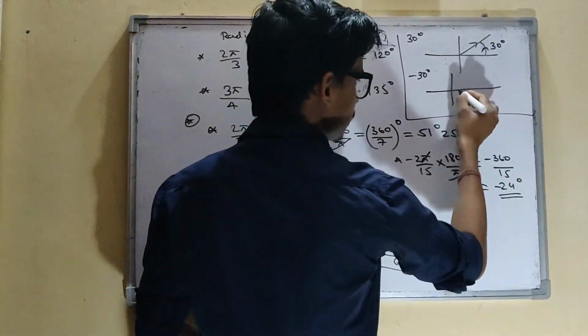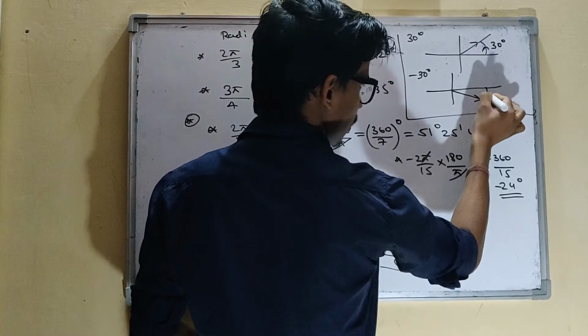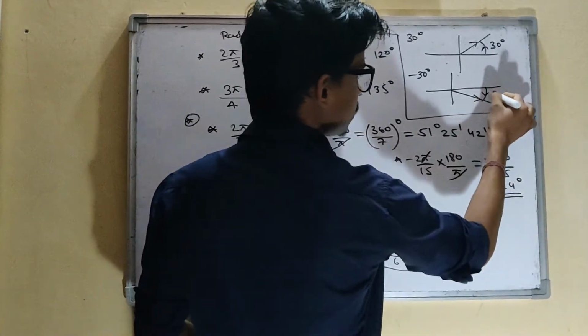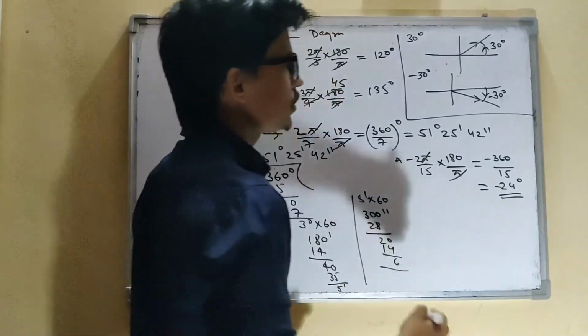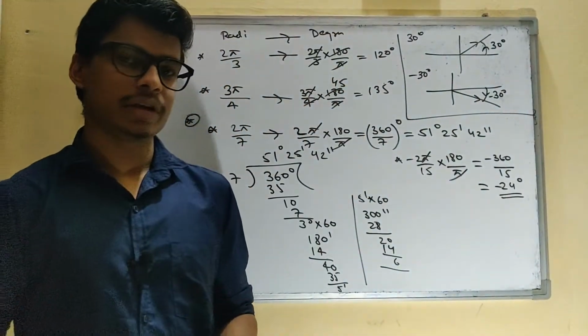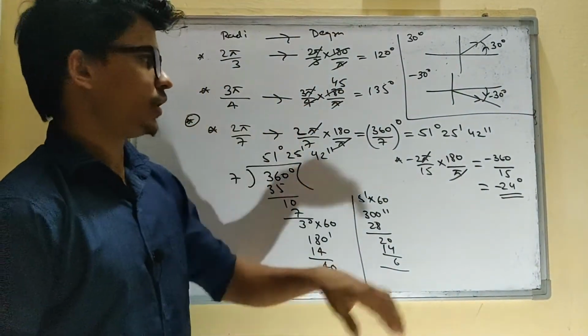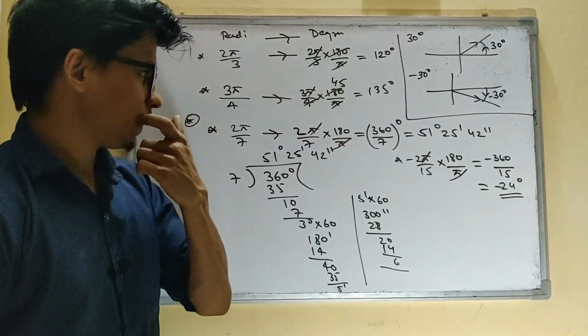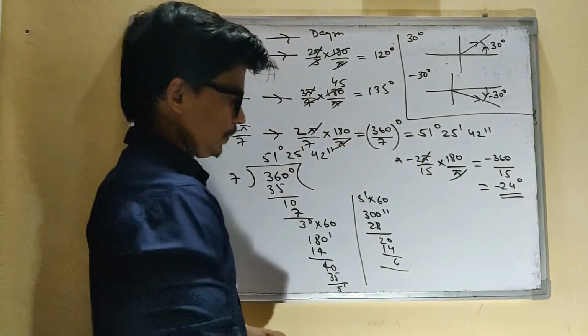Now how will you show minus 30 degree? Minus 30 degree is just the clockwise direction. So this is minus 30 degree. This is how you represent 30 degree and minus 30 degree on the Cartesian plane. So this is what it means for minus 30 degree.